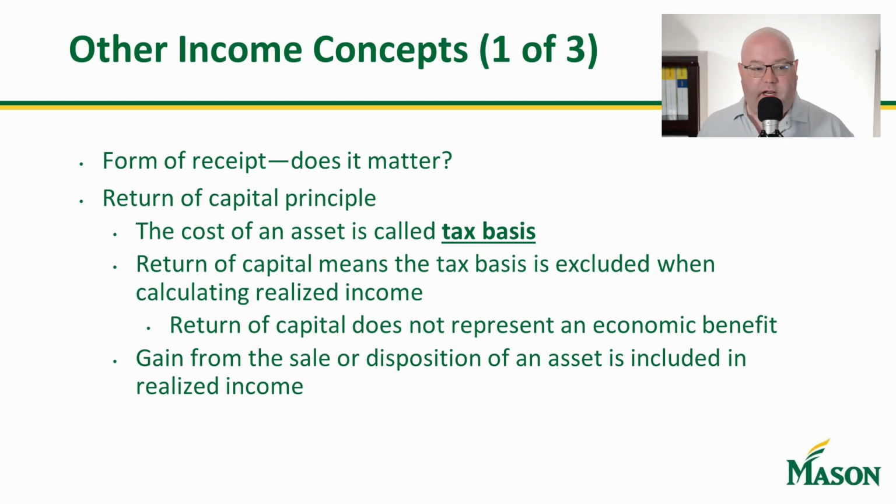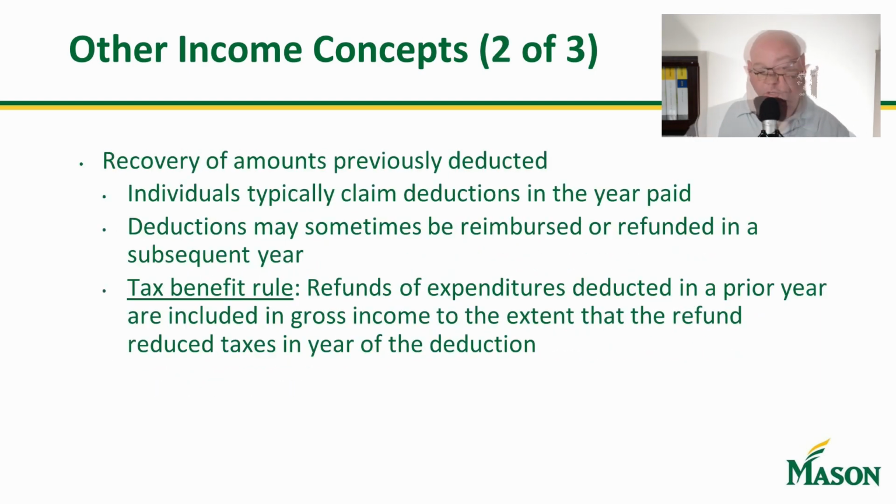And again, we're going to talk about that when we get to property transactions. Chapter 10, Chapter 11. Chapter 11 is where we're going to talk about dispositions, but you're going to get the tax basis number through the acquisition of the property. We'll talk about that in Chapter 10.